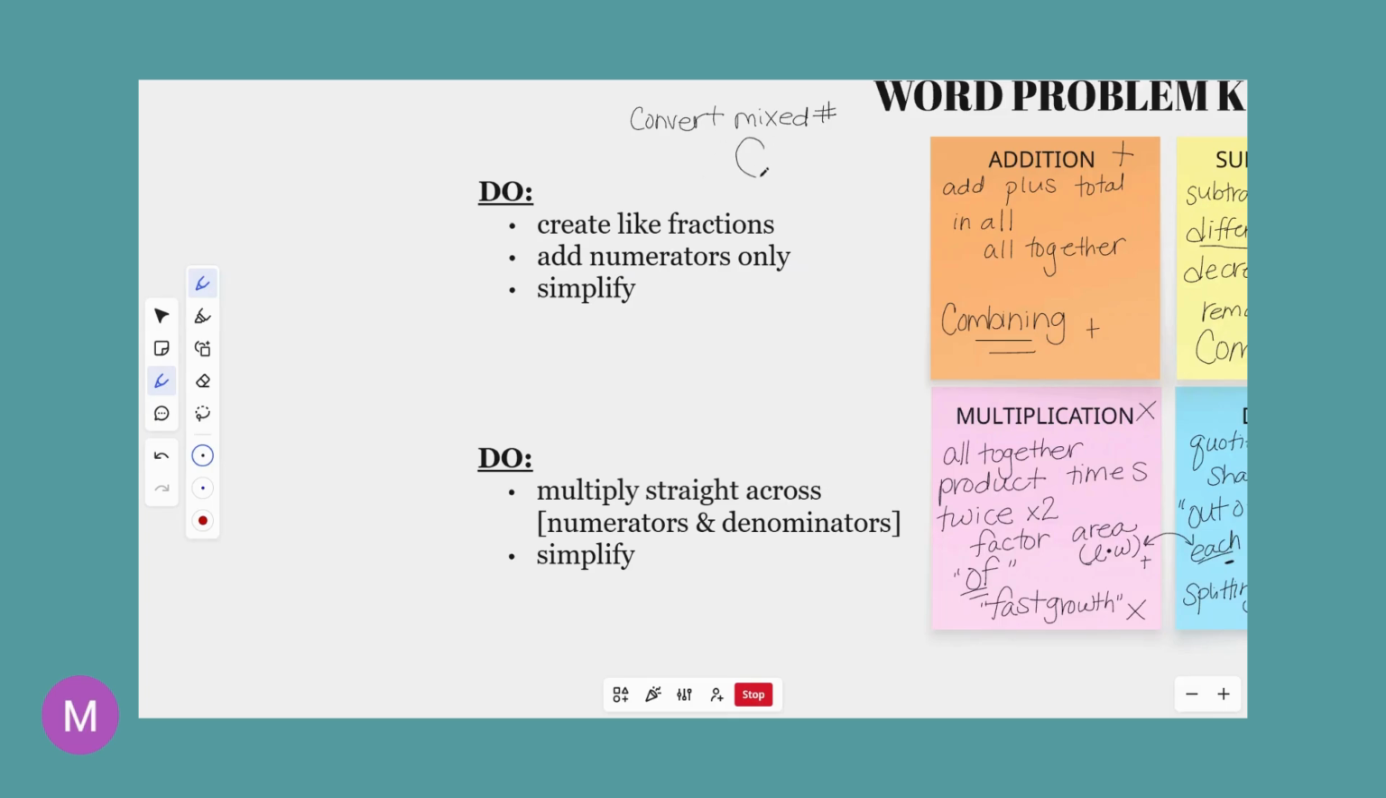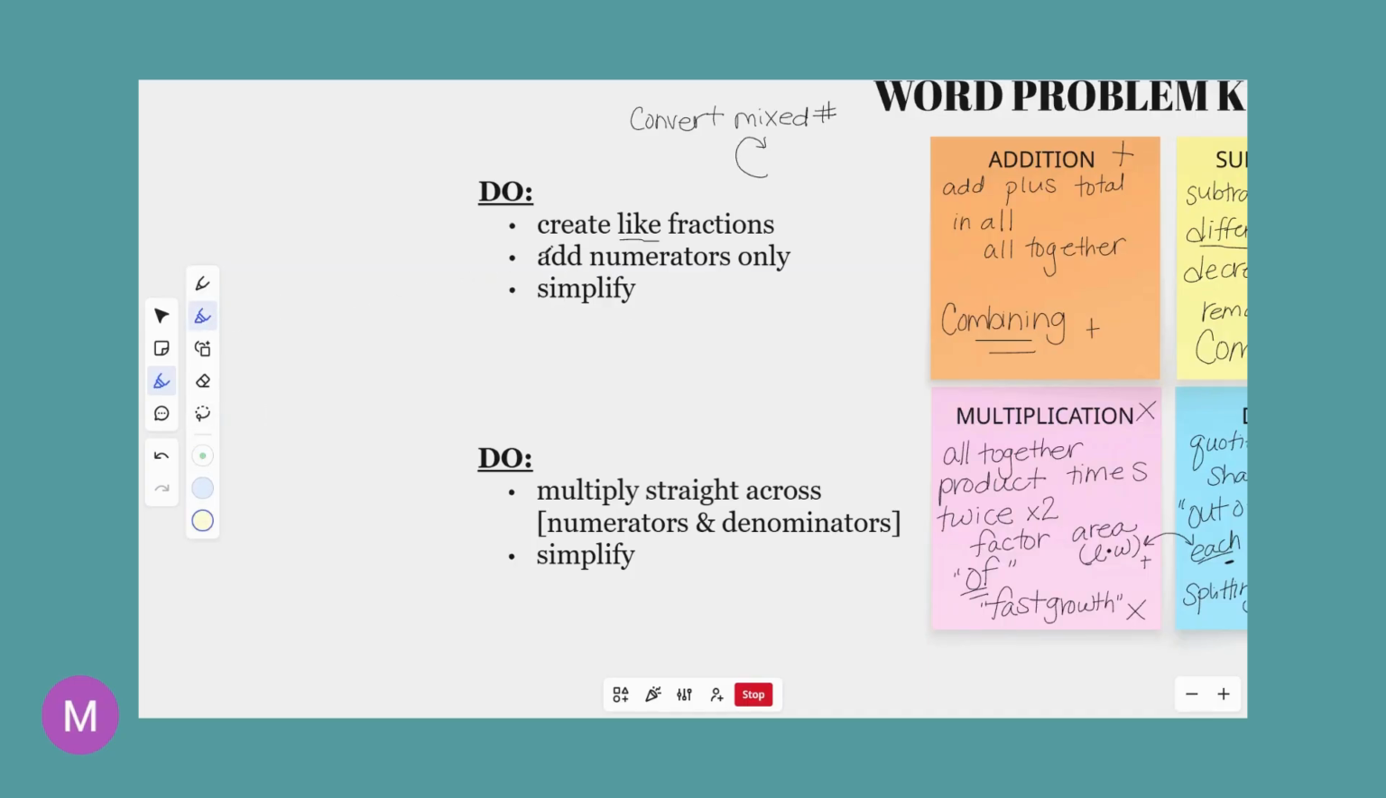All right, and then I'm going to just draw a little C to help you remember how to do that. All right, so for adding fractions, you are going to create like fractions. You cannot add or subtract if they have different denominators. So creating like fractions is going to be the first step you have to do. And then you are going to add.